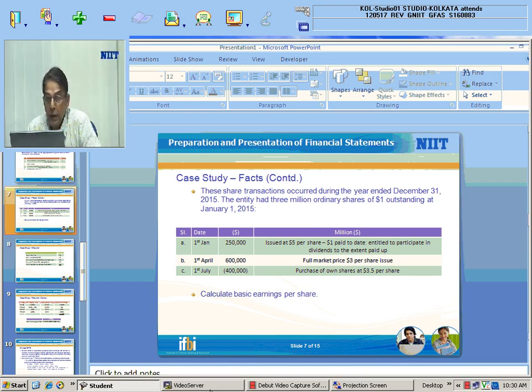On 1st of April, the company issued 200,000 shares at the full market price of $3 per share. So 200,000 shares were issued and 600,000 was received from those investors who bought those shares. On 1st of July, a purchase of 400,000 of its own shares at $3.50 per share was made by the company. The company bought back its own shares at $3.50 per share. Now calculate basic earnings per share.